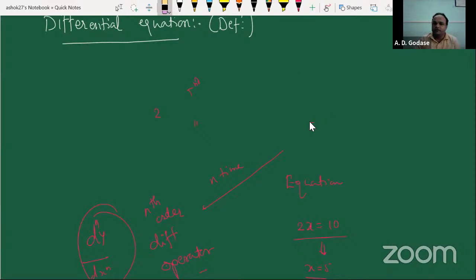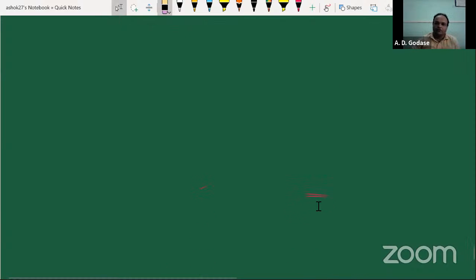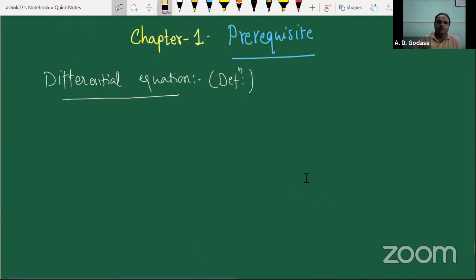So I will erase all these things. It's just rough work I've done here, so it is not necessary to write it in your notebook. Rough work I'm writing on the cross side, so be careful and don't write these rough things.